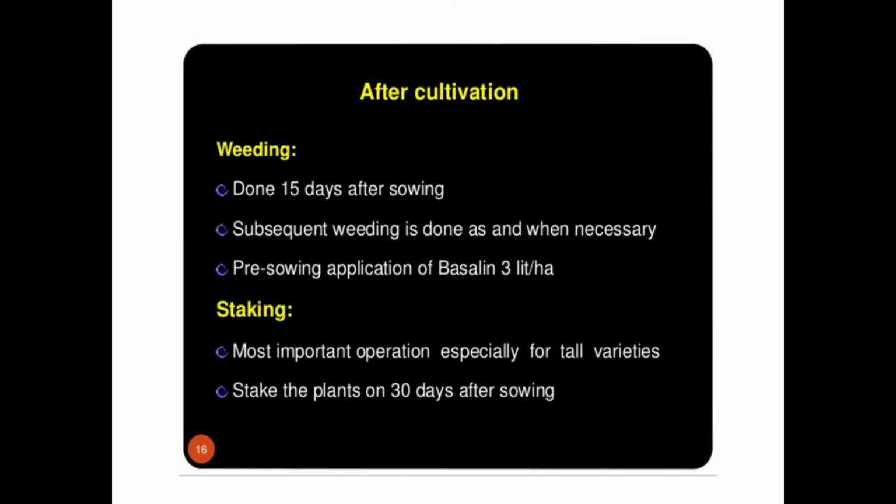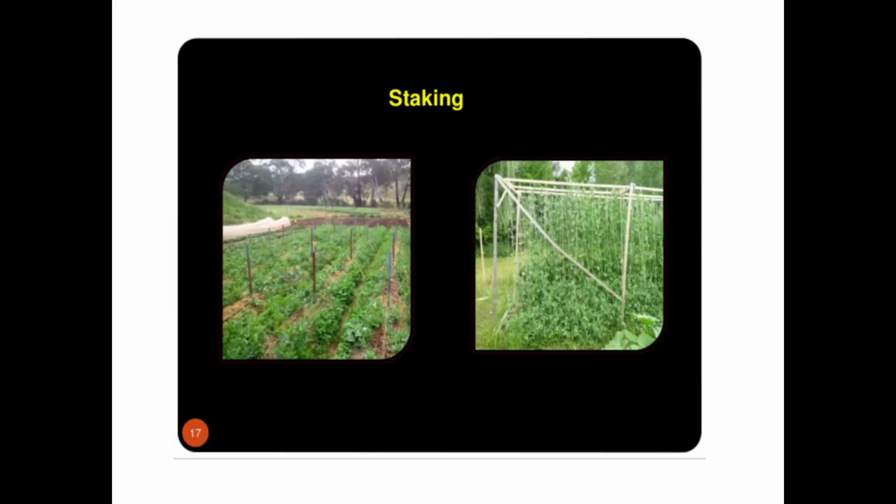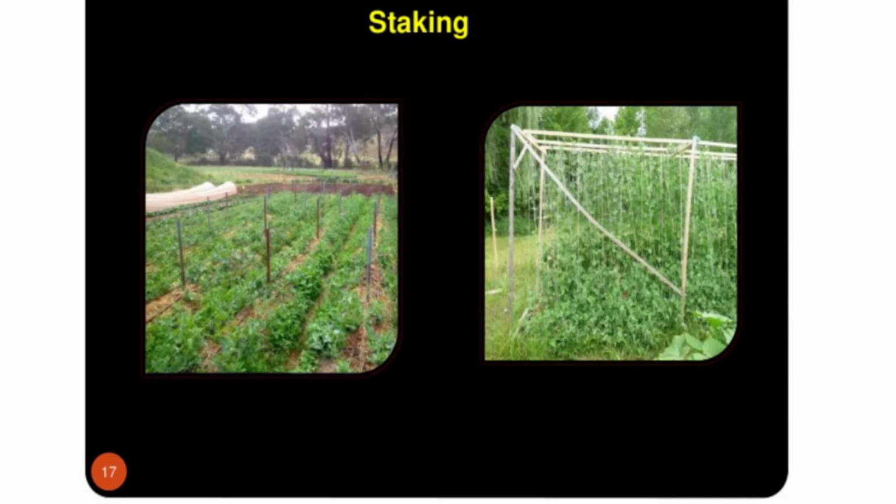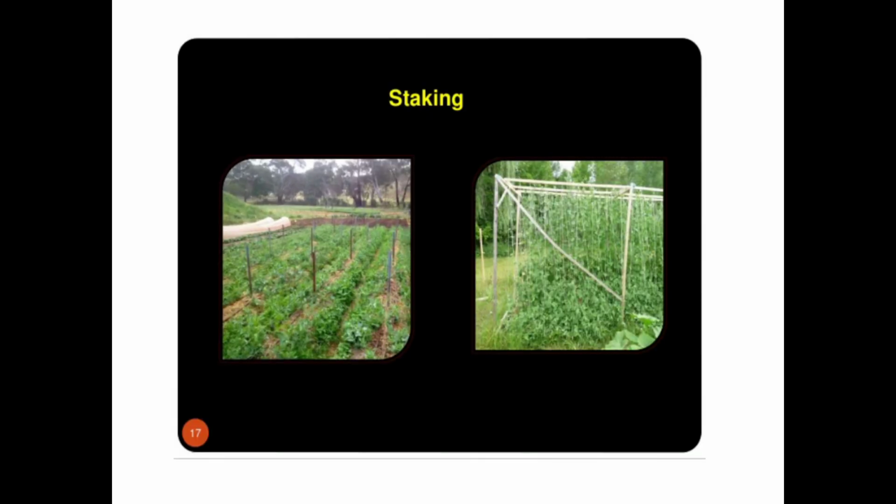Then next, after cultivation. First one, weeding. Weeding should be done 15 days after sowing. Subsequent weeding is done as and when necessary. Pre-sowing application of Basalin 3 liter per hectare. The next, staking. Most important operation, especially for tall varieties. Stake the plants 30 days after sowing. We can see in the image staking of pea plants. Tall varieties require staking.